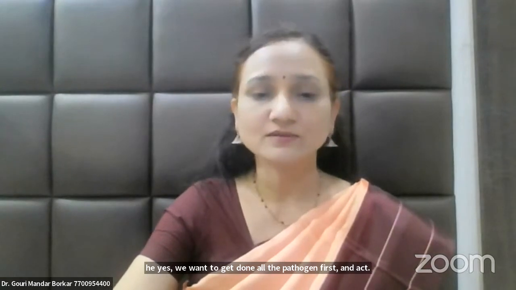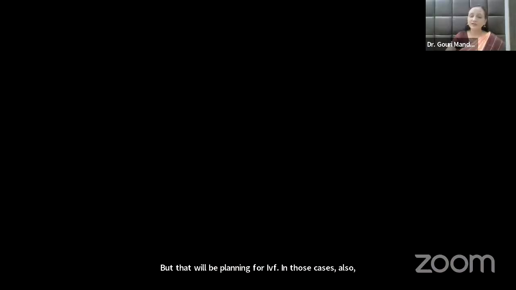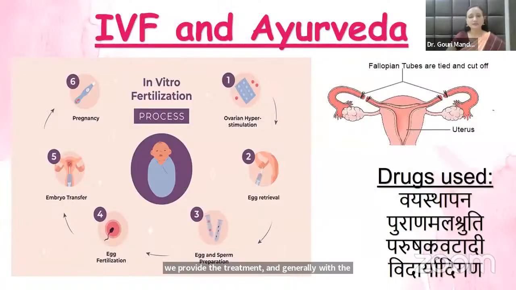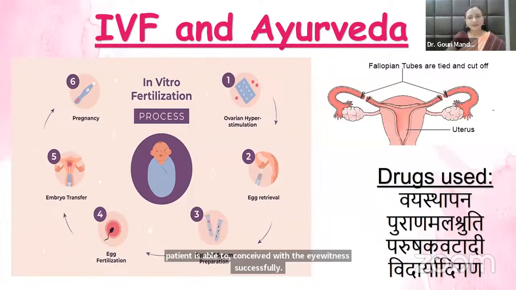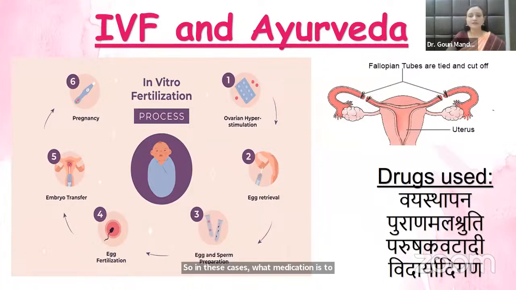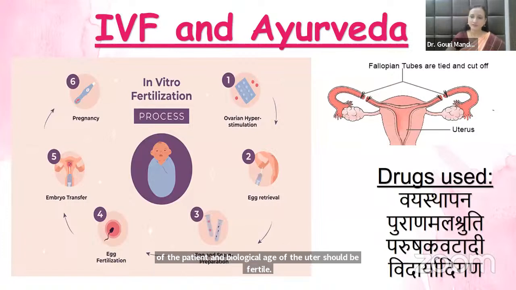In those cases also, we provide the treatment, and generally with the medication and with the panchakarma, the patient is able to conceive with the IVF successfully. So in these cases, what medication is to be given, that is Vayasthapan, that I have already told you, that the biological age of the patient and the biological age of the uterus should be fertile, and so for that Vayasthapan Gan is given, Purana Malashuddhi is given.